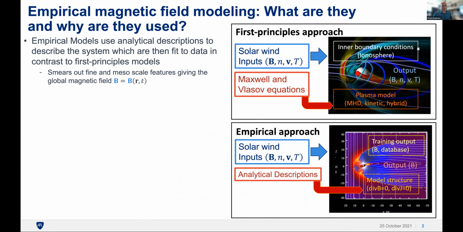So a brief introduction to these empirical magnetic field models and what they're used for. What they try to do is empirically and analytically describe the primary current systems that exist within the magnetosphere, and then fit those current systems in analytical expressions to the available magnetometer data from spacecraft. These differ from first principle models, which actually try to describe the underlying physics from either Maxwell or Vlasov equations and describe the system that way. Empirical models just try to use these general analytical descriptions and then fit those to data.